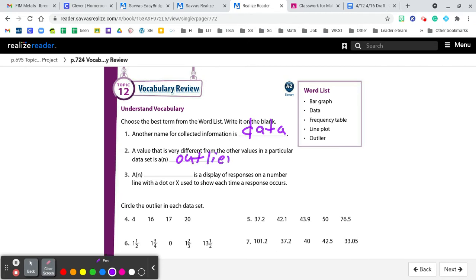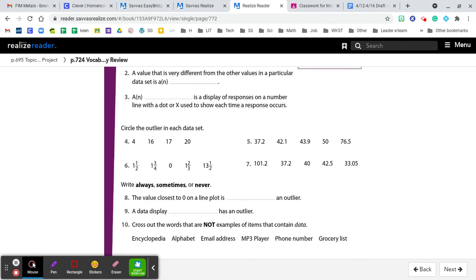outlier. A blank is a display of responses on a number line with a dot or X used to show each time a response occurs. A line plot. Circle the outlier. So the number that's way different than the other stuff.